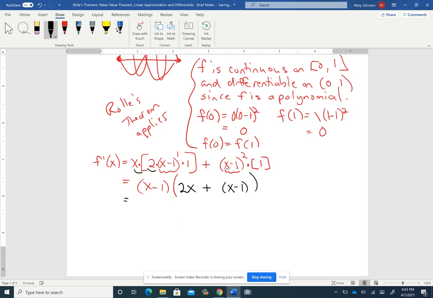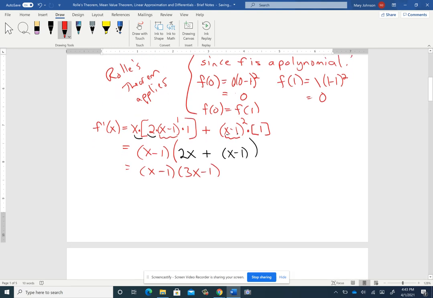So that means f prime of x becomes x minus 1 times 3x minus 1. Now that helps us, because what we've got to do is find out where this equals 0. We know it has to be somewhere between 0 and 1. We're looking for where in that open interval that happens.